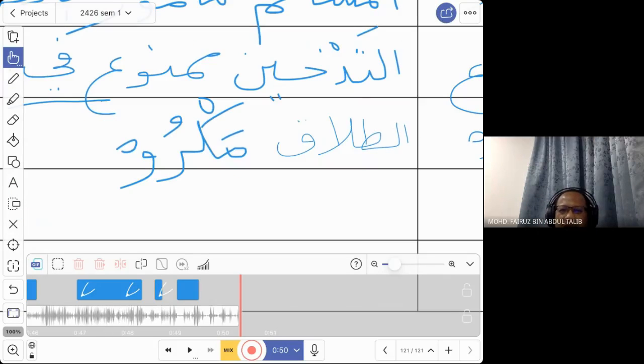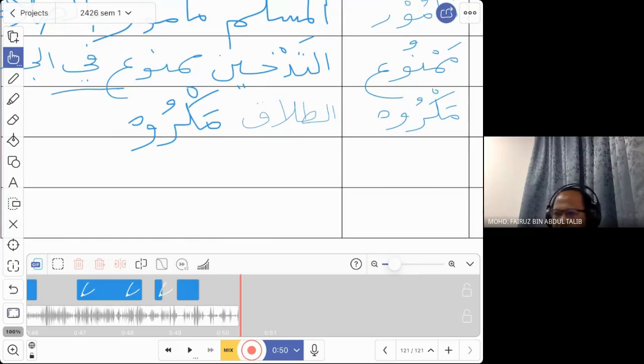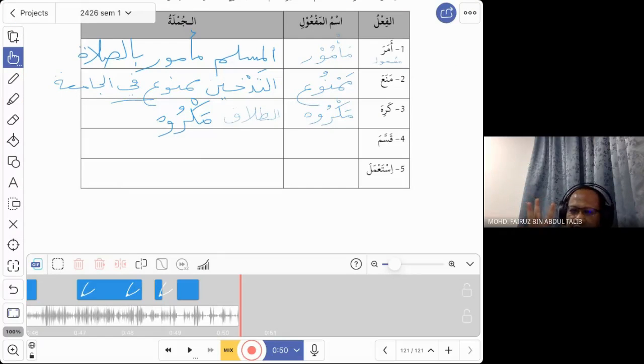The hukum of talaq can differ. Sometimes it is wajib, sometimes it is haram, sometimes it is makruh. So you need to refer to the fiqh book. But in terms of the sentence, this sentence is correct. At-talaqu makruhun. Okay. Number 4, qasama. Now this is not a 3-letter verb. This is now a 4-letter fi'il. Qaf, sin, and mim. Qasama means to distribute. You say qasama.